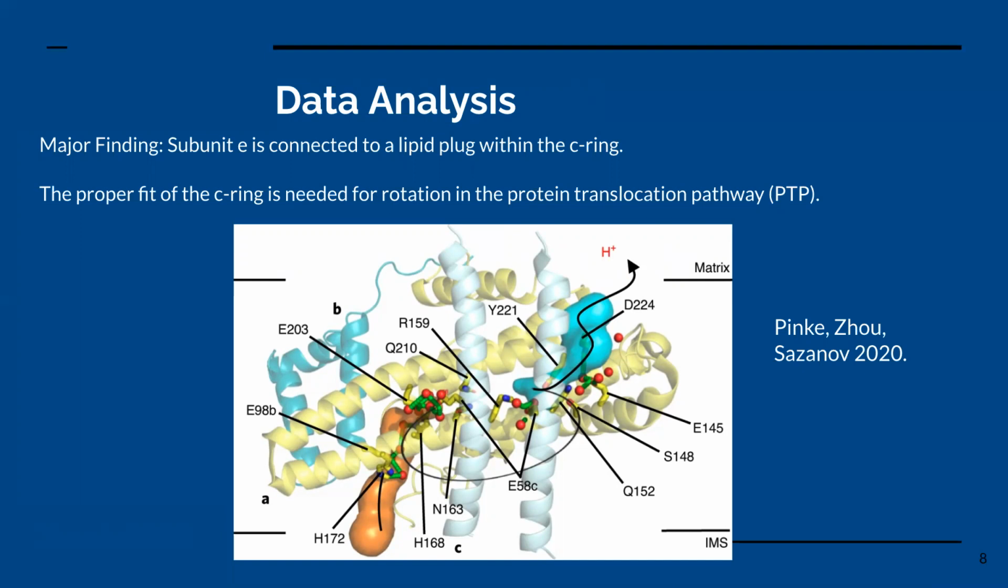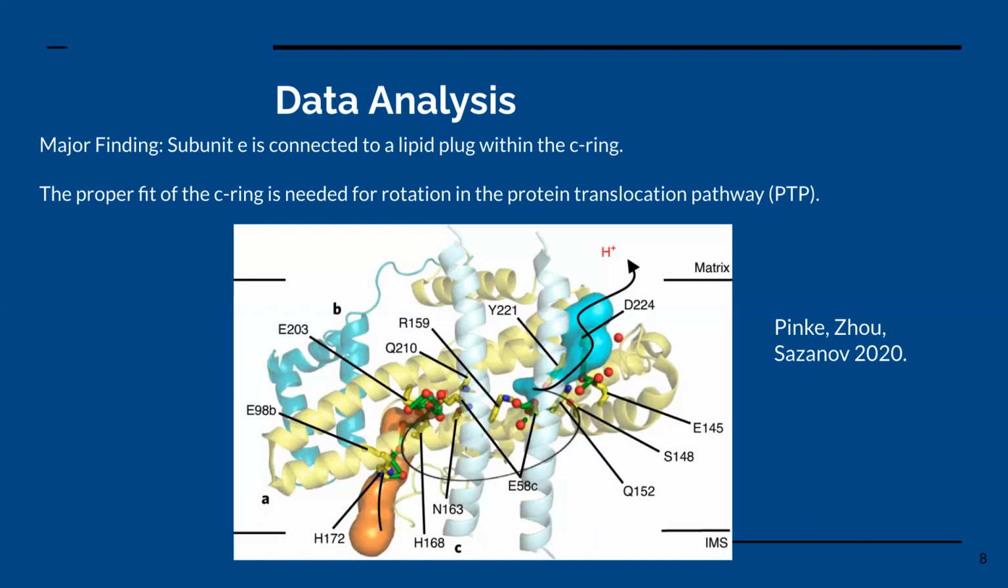In ATP synthase, the protein translocation pathway describes when the C-ring makes a 180-degree counterclockwise rotation, starting from the IMS, and the synthesized protein is released into the matrix. Without subunit E, this rotation might not happen so smoothly.